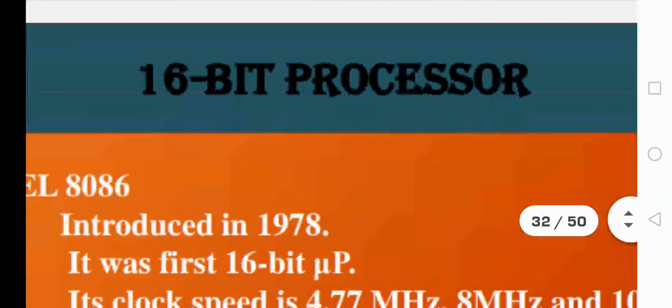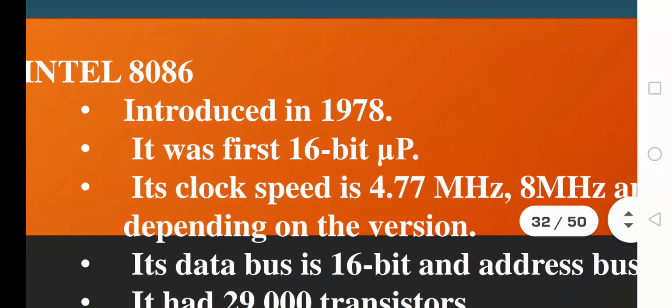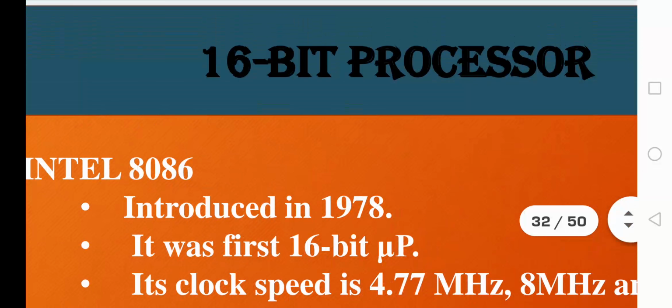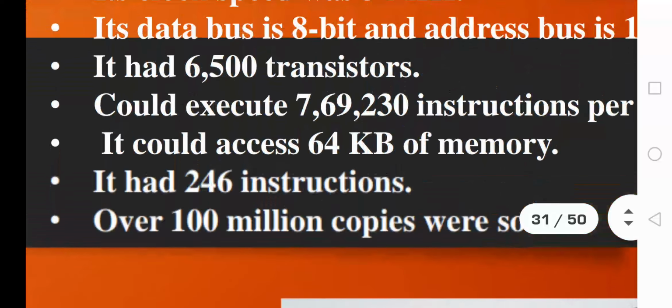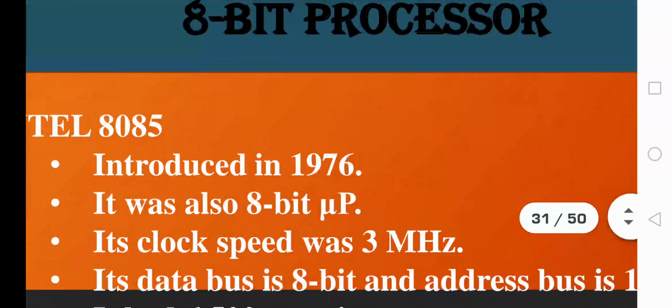The next microprocessor is the 8086. This is the microprocessor that we are going to study in detail since it is in our syllabus. This 8086 microprocessor was invented in the year 1978, I think, 2 years after the invention of the 8085. It was the first 16-bit processor. So we have started studying the 16-bit processors. All those processors that we studied till the 8085 were 8-bit processors.